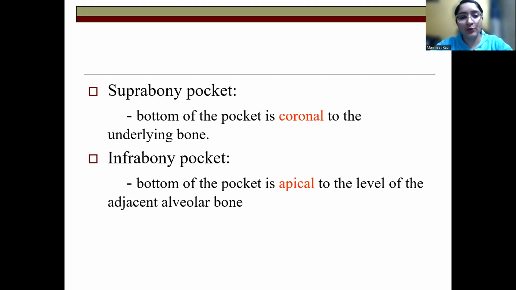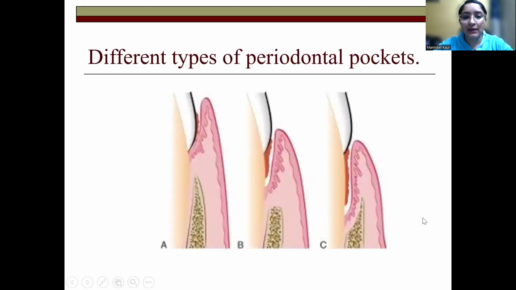Now, what is a suprabony pocket? In a suprabony pocket, the bottom of the pocket is coronal to the underlying bone. You can see in this picture, I hope you're able to see, this is the most coronal part of the bone. This is the most apical part of the pocket. So the bottom of the pocket is coronal to the bone. So this is a suprabony pocket.